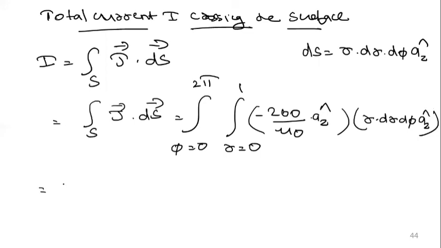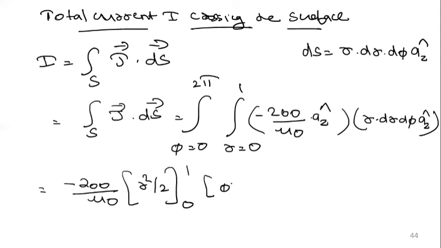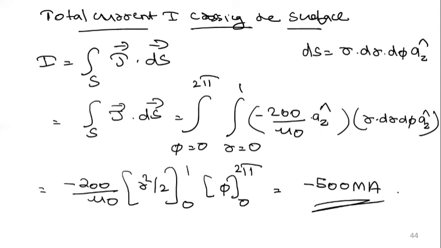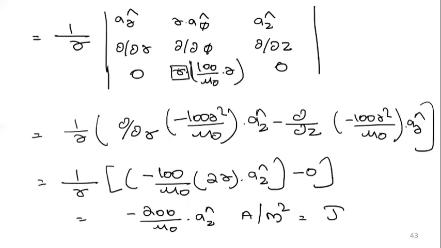Now it's all about integration. Minus 200 by mu naught, R square by 2 from 0 to 1, and phi from 0 to 2 pi. So this will be the final answer and we can write it directly. It is minus 500 mega ampere, maybe 10 raised to 6 it will come, because this mu naught value also we need to substitute. From there you will get 10 raised to and all. So what you are finally getting is minus 500 mega ampere.